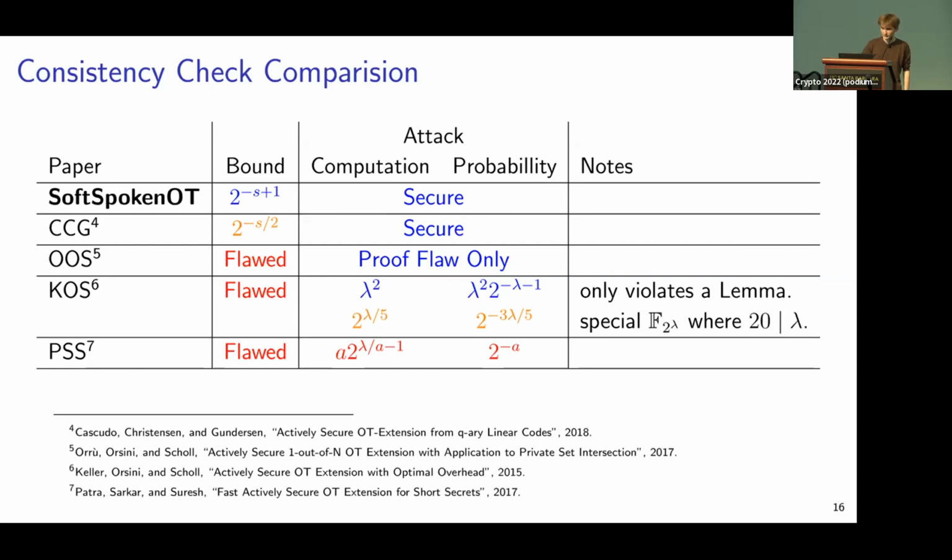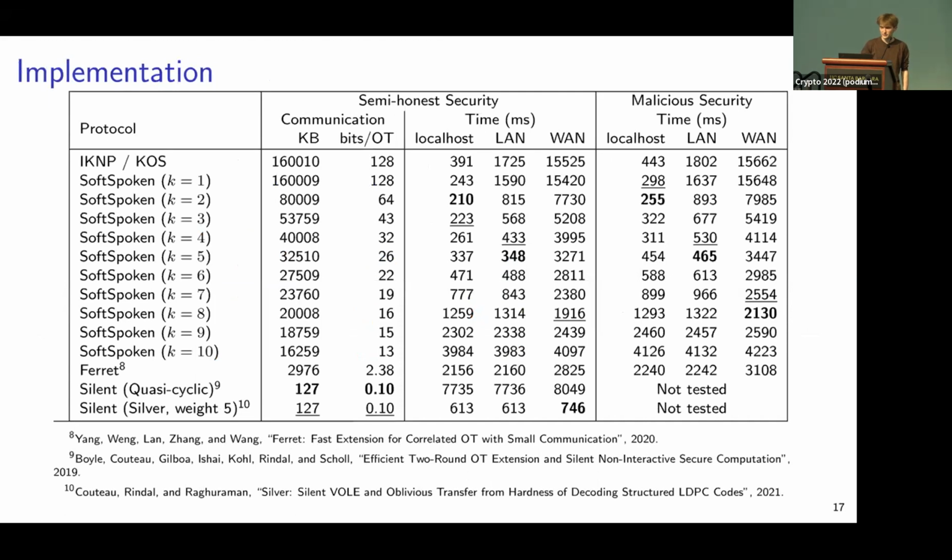And in particular for lambda equals 128, we can break PSS with probability 1 over 256 using only 2 to the 18 hash evaluations. So we implemented soft-spoken OT in the libOT library and benchmarked it to compare with leading OT protocols.